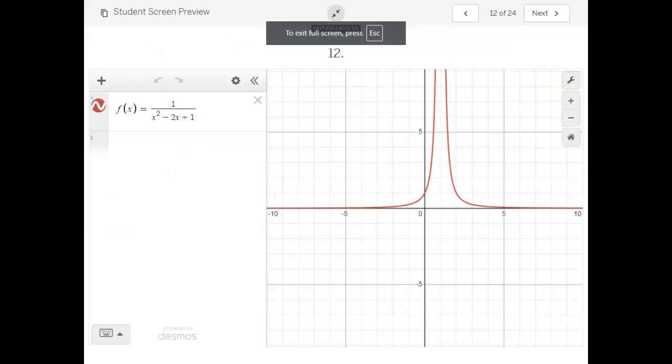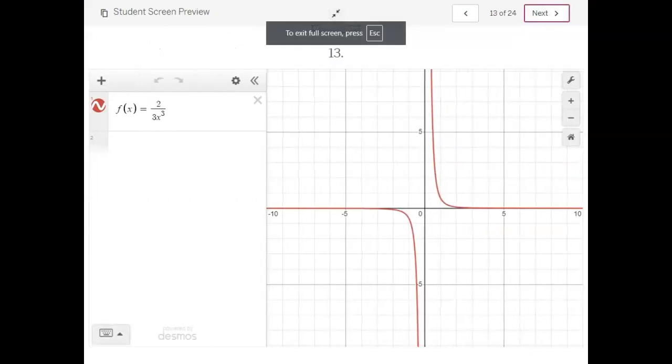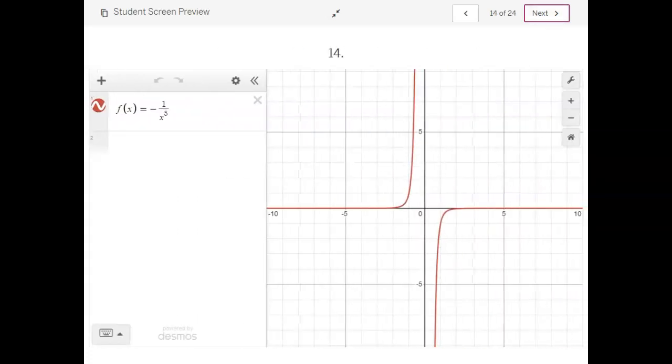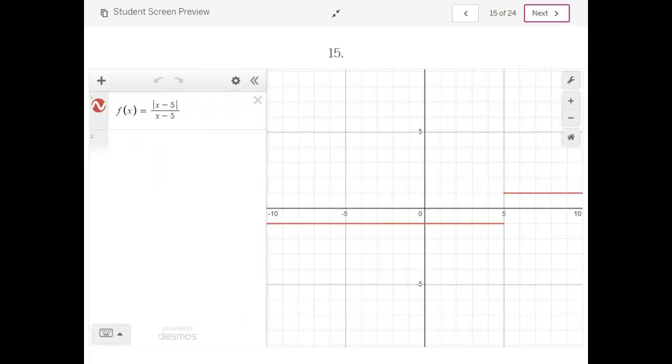All righty. 13, is that a one or two-sided limit? 1. So I'm looking for the limit as x approaches 0 from the right, which would be infinity. 14, is that a one or two-sided limit? 2. So as x is approaching 0, are we approaching the same thing from both sides? No. So what is our answer? Does not exist. Exactly. We good on that? Question? You good? All right.